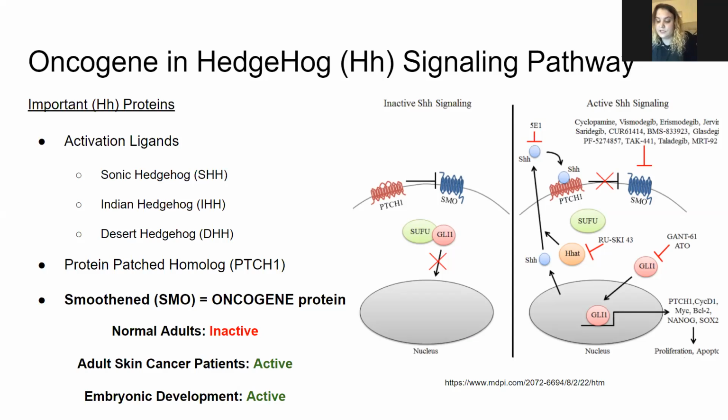The SONIC protein is responsible for binding to the protein patch homolog receptor, referred to as PATCH1. The gene that synthesizes the PATCH1 receptor is known to be a tumor suppressor gene. SONIC proteins will bind to the receptor and activate the expression of smooth-end proteins. Downstream, smooth-end will signal the activation of GLI transcription factors. The transcription factors have DNA-binding zinc finger domains that target specific genes and regulate transcription. Sonagib inhibits the signaling of GLI transcription factors by targeting the binding pocket of smooth-end.